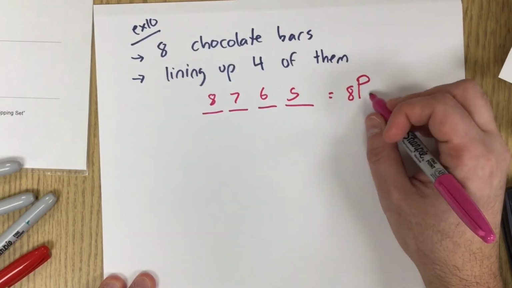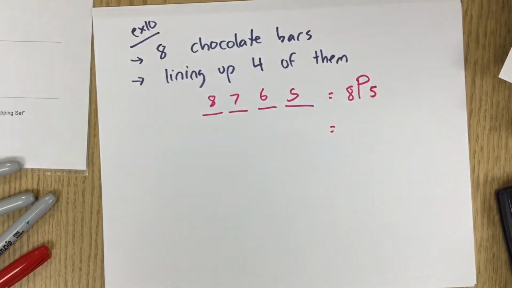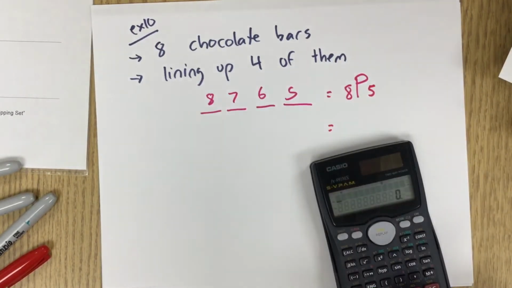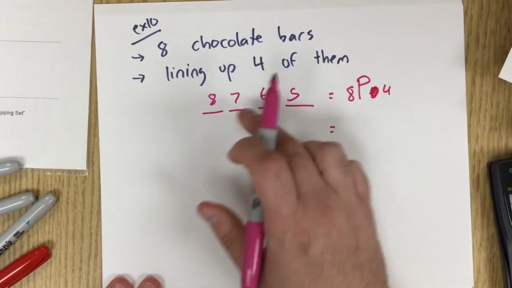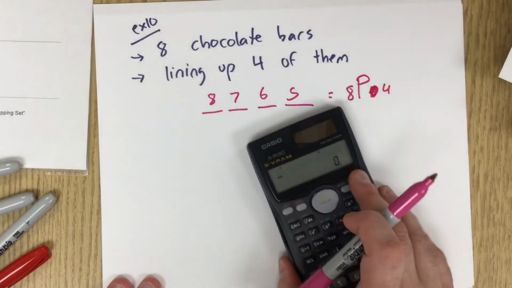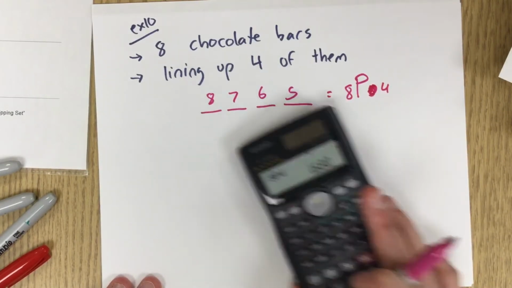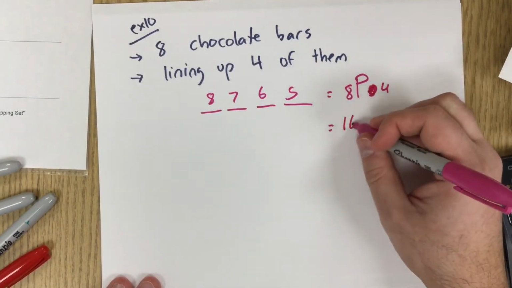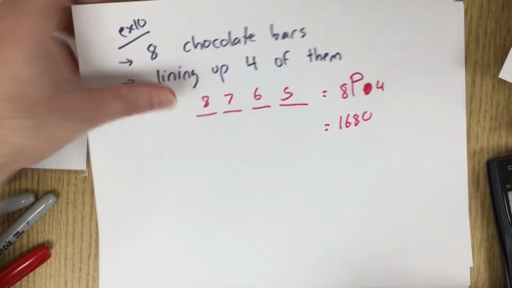Which is going to be 8 pick, notice it's a little 8, big P, I almost didn't pull that one off, 8 pick 4. 1, 2, 3, 4, it's the first 4 terms of 8 factorial. 8 pick 4, which is 1,680.